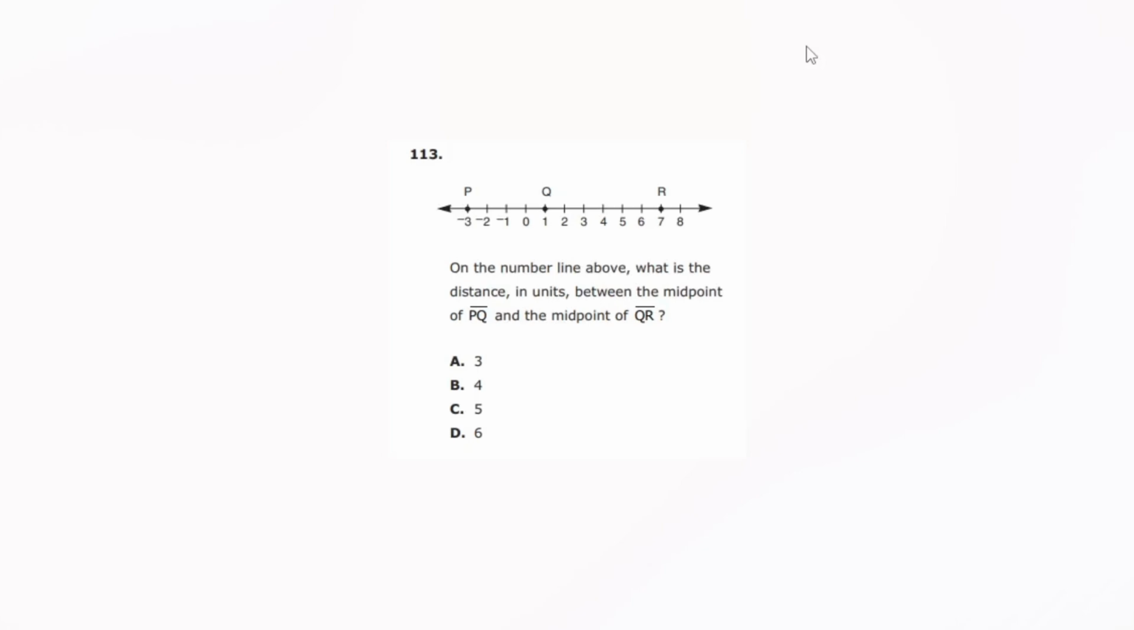Alright, so this question asks us, on the number line above, what is the distance in units between the midpoint of PQ and the midpoint of QR? So the midpoint of PQ in this case is going to be -1 right there, because it's right in the middle, right? And let's look at the midpoint of QR. The midpoint of QR is 4. So we're just going to have to find the distance between it. So let's just do some counting here. It's 1, 2, 3, 4, 5. So therefore our answer is C, which is 5.